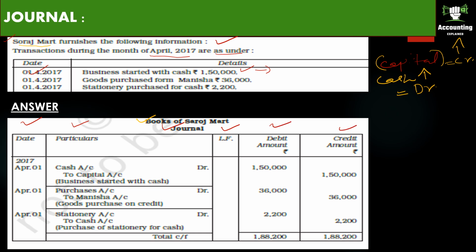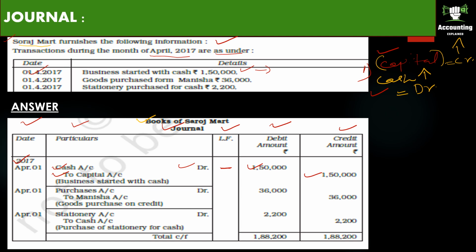Date is 1st April 2017. So, what do you have to debit here? This is the first transaction. You have to debit cash. So, cash account debit. Write in the debit column 1,50,000. This ledger folio number will be filled when you transfer this journal to the general ledger account. This we will learn later. And what has to be credited here? To capital account 1,50,000.